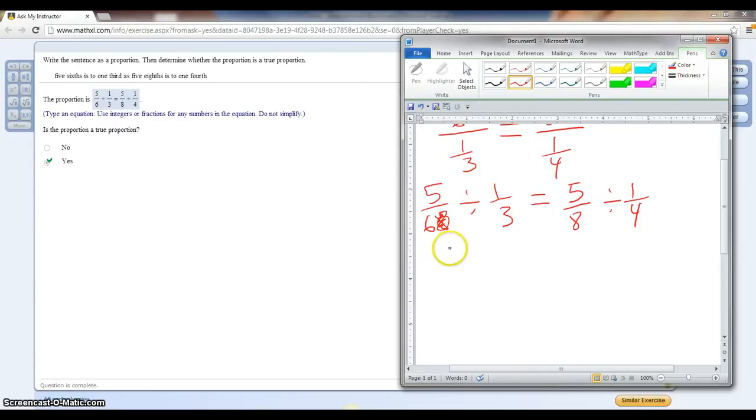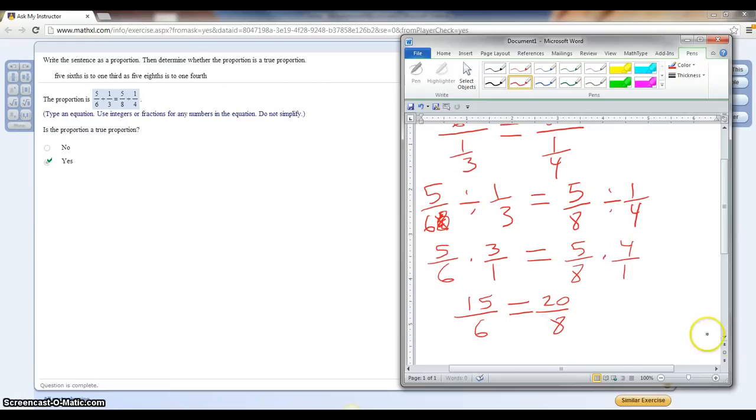We would have our 5/6. This division will become multiplication, and the reciprocal of 1/3 is 3/1. That equals 5/8, which will remain the same. Division becomes multiplication, and we take the reciprocal of our 1/4. 5 times 3 is 15. 6 times 1 is 6. That equals 5 times 4 is 20, and 8 times 1 is 8.